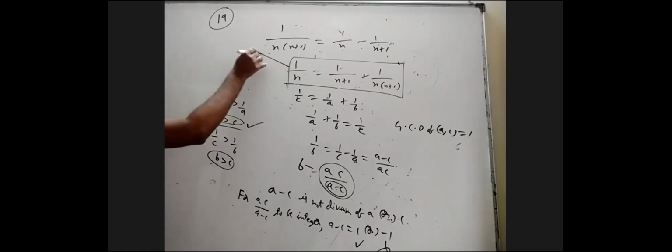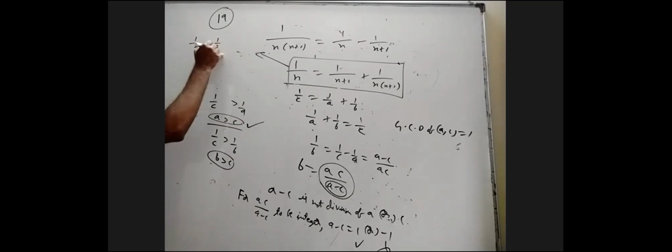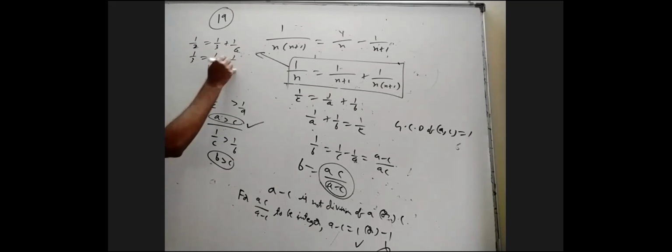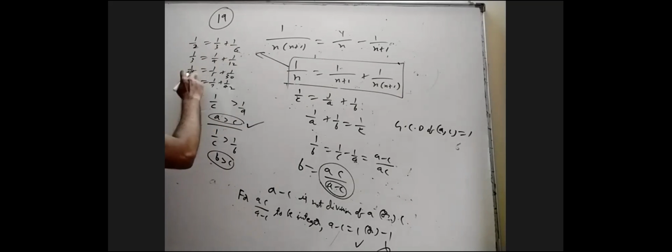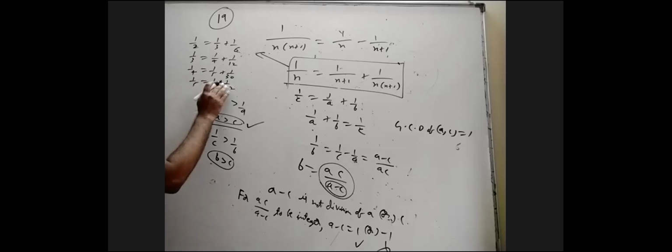Okay. So now in this you put different numbers. If you put n equal to 2, we'll get 1 by 2 is equal to 1 by 3 plus 1 by 6. If you put 3, you will get 1 by 4 plus 1 by 12. If you put 4, 1 by 5 plus 1 by 20. If you put 5, 1 by 6 plus 1 by 30. If you put 6, 1 by 7 plus 1 by 42.